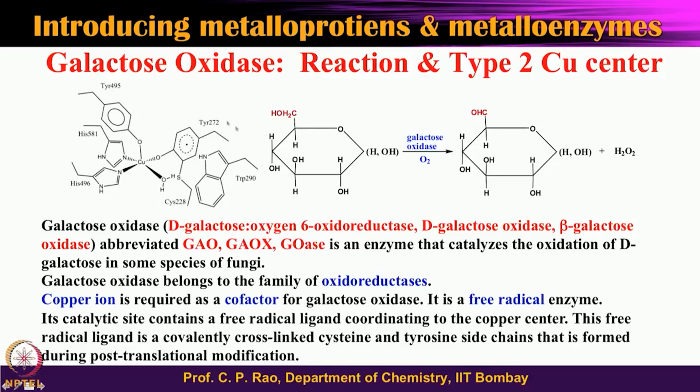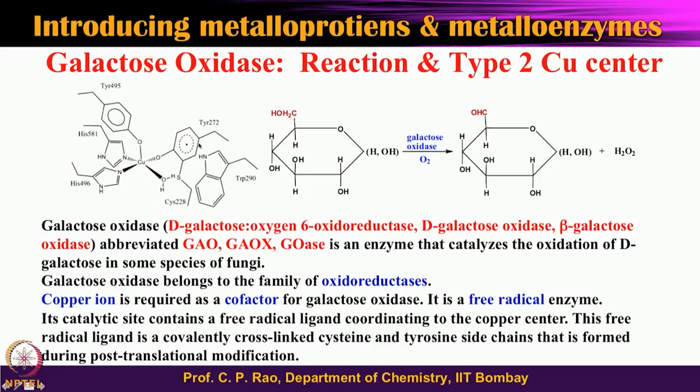You just look at the copper site coordination sphere, and you have a histidine, another histidine, and this is a tyrosine, and this is also tyrosine. But if you look at this side, there is something different. So, this part is coming from cysteine, this part is coming from the tyrosine, these two got coupled, and this is the kind of a group which is not an original protein.